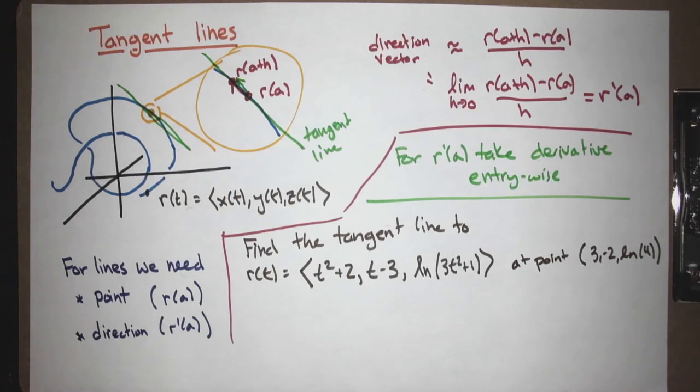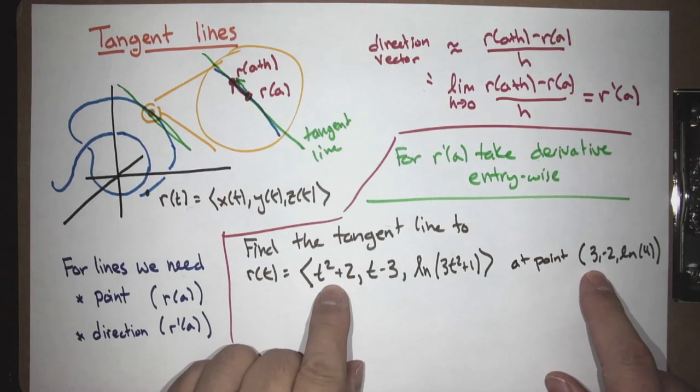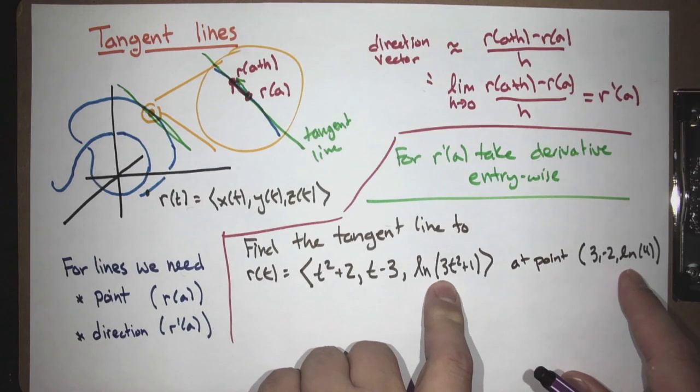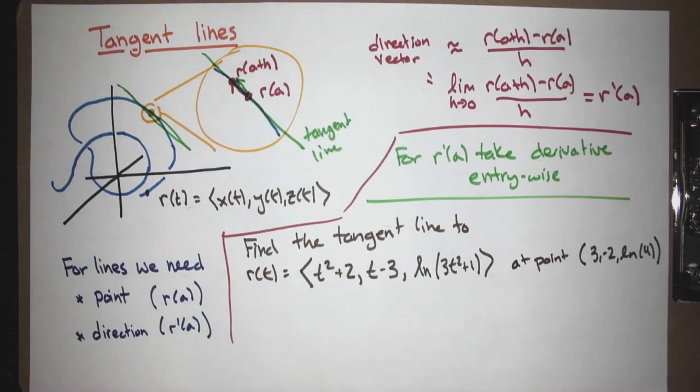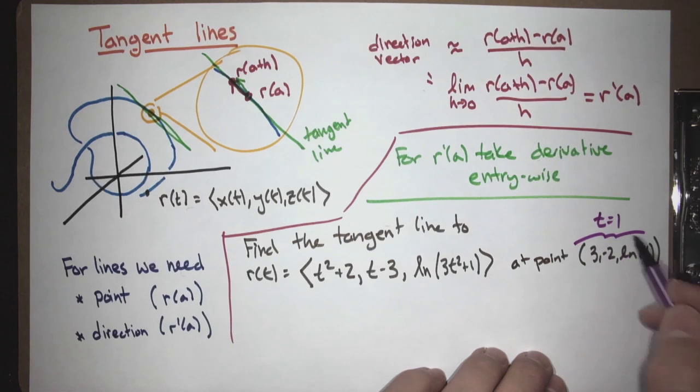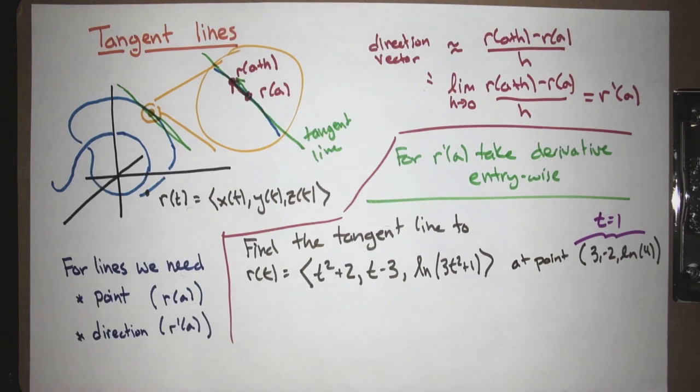Solve for t. So how do you figure out t? Well, you say, look, I need t squared plus 2 to equal 3. I need t minus 3 to be negative 2. And I need log of 3t squared plus 1 to be log of 4. There will be only one t value that makes all those true simultaneously. At least hopefully there's only one. Do we see a t value that works? 1. Oh, that was convenient. So if they give us a point, we can translate that to a time. If they only gave us the time, how would you get the point? Plug it in. So point is pretty quick.